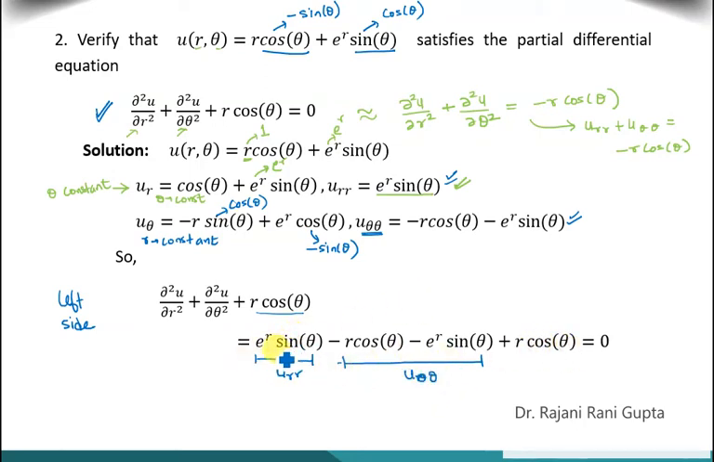So let's see here, e power r sine theta. Can we get a similar term here? Yes, this is the same term with opposite sign, and this term is the same as this one with a difference in sign. So this gives you 0, which is the right hand side. So it again satisfies the partial differential equation.